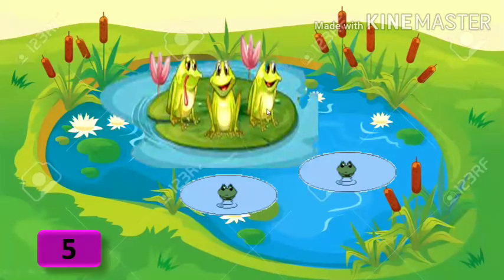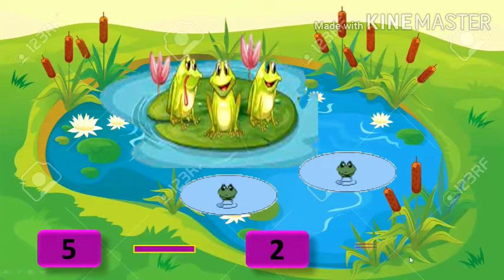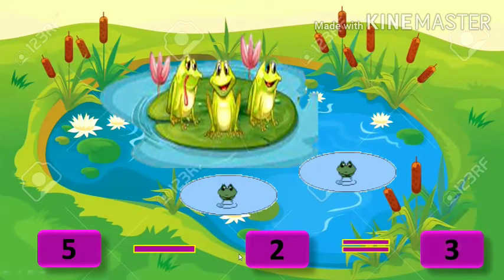1, 2, 3. So, how many frogs jumped? 2. That means from 5 frogs, 2 frogs jumped into the water. That means 5 minus 2. How many left here? 3. 5 minus 2 equals to 3.